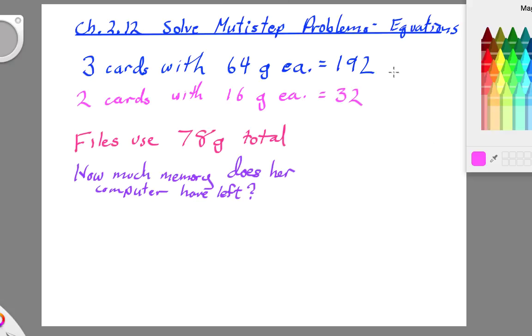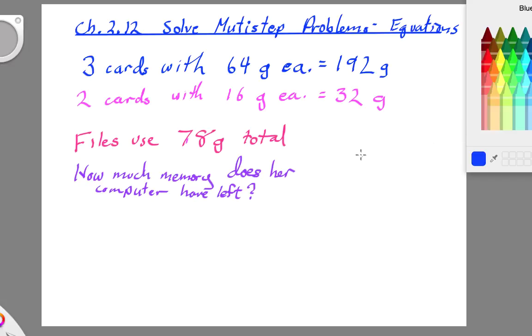Okay, when I start to color coordinate things, I'd like to try to keep it the same. I have 192 gigs with my 3 cards, and I have 32 gigs with my 2 cards. Step 3, find the total memory on the computer. That makes sense. Our files use 78 gigabytes. But I know I have more than 78 gigabytes because I have 192 plus 32. But what is my total?